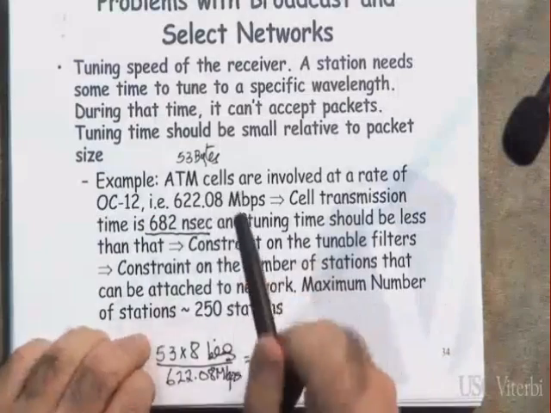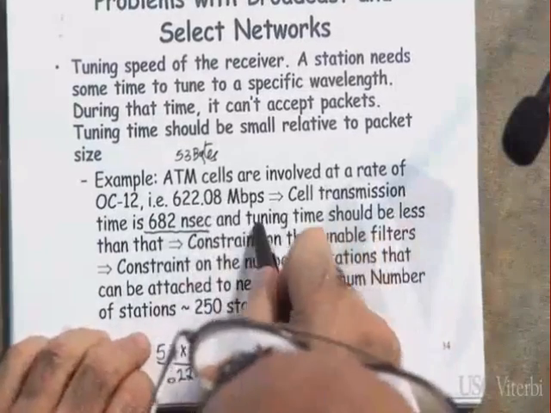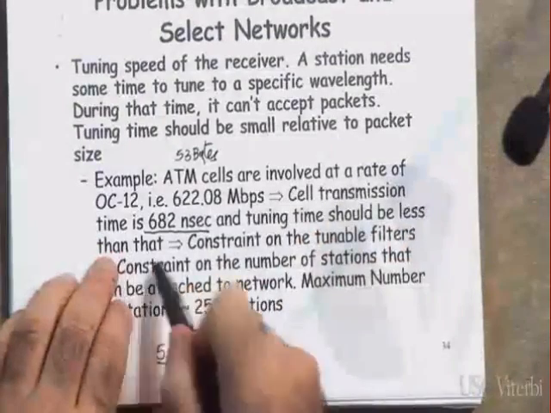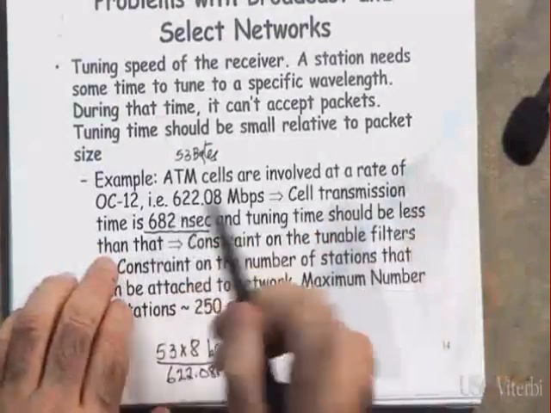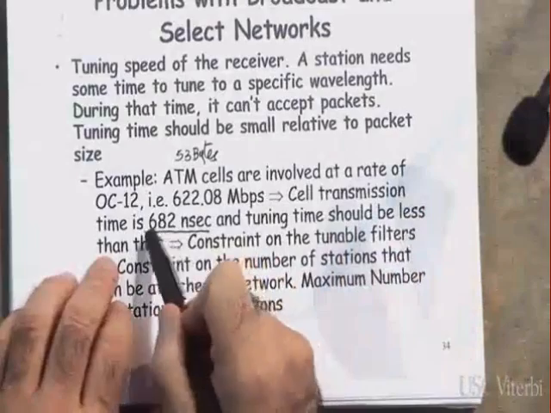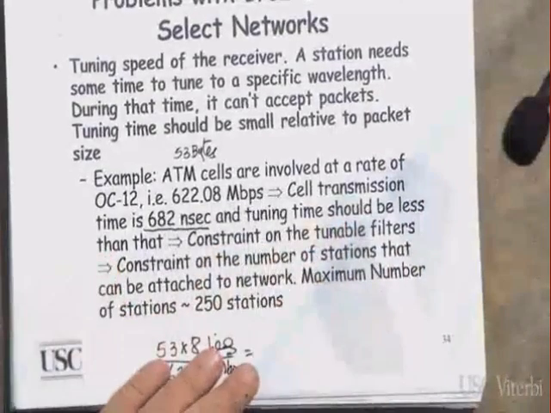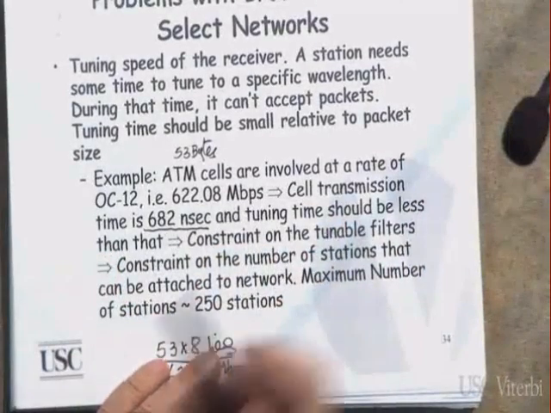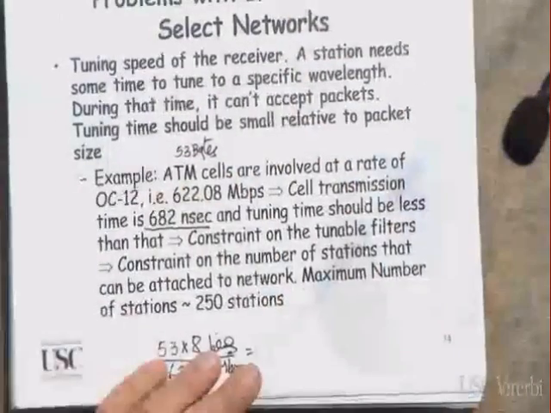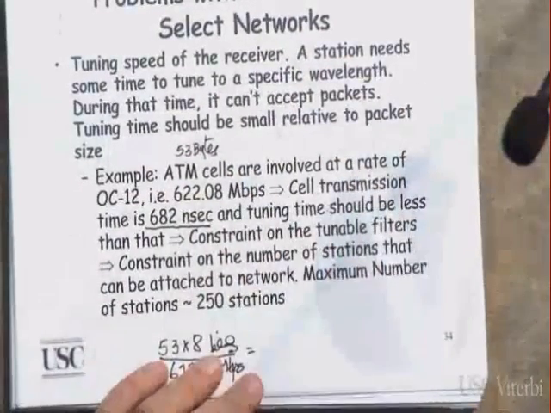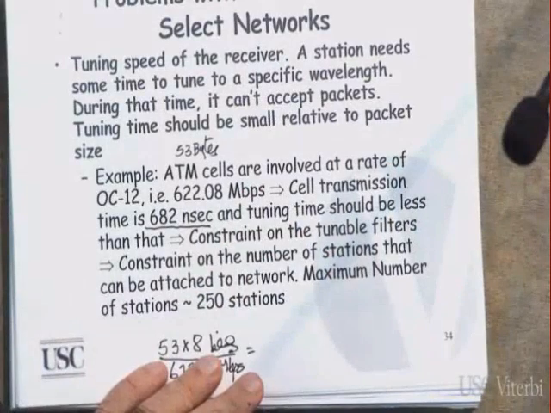Which means what? What does it mean? It means the tuning has to be less than that. The tuning has to take time which is less than 682 nanoseconds. Are you following me? Otherwise, this cell will be lost. You are not going to be able to read that cell, to receive that cell.